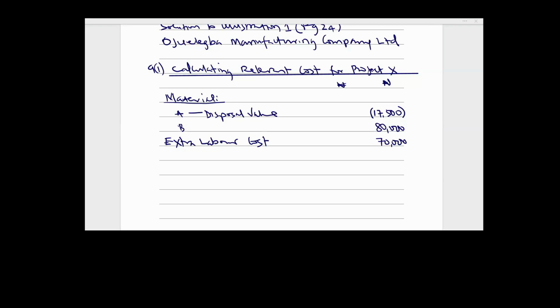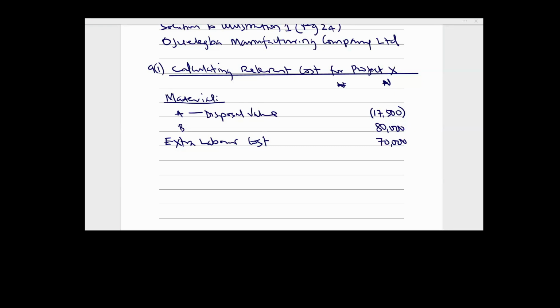In the determination of relevant costs, only variable overhead is relevant. Fixed overhead is irrelevant. I will take it again. There are two types of overhead: one is variable and two, fixed overhead. In the determination of relevant costs, only variable overhead is relevant. The fixed overhead is irrelevant and should be ignored.